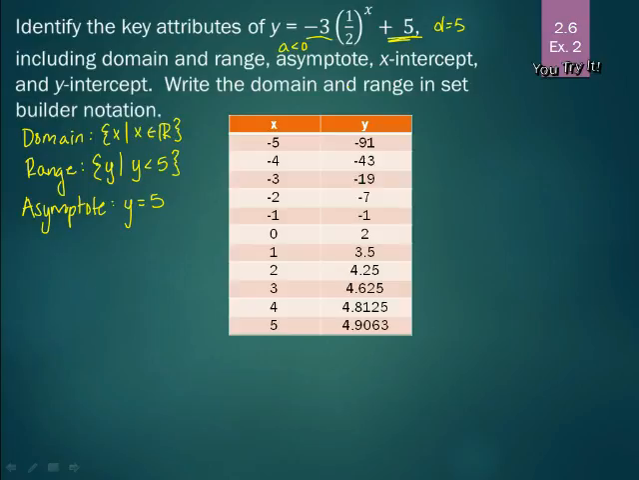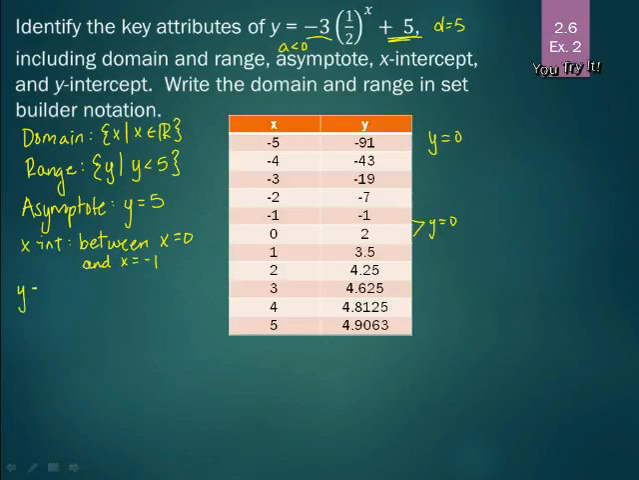So lastly, for the x-intercept and y-intercept, we see that when y equals 0, that's our x-intercept, but we see there are no 0 values here for y. But we do see it goes from positive to negative here between x equals 0 and x equals negative 1. And so we know y equals 0 is somewhere in there, and so we can just put, our x-intercept will be between x equals 0 and x equals negative 1.